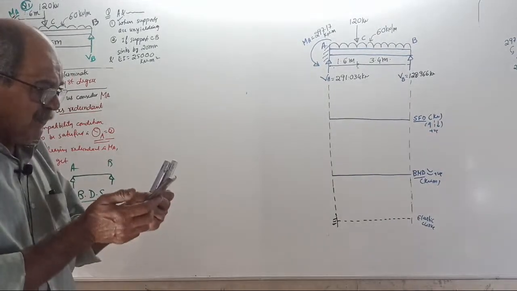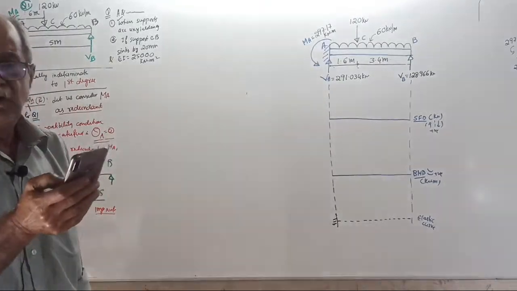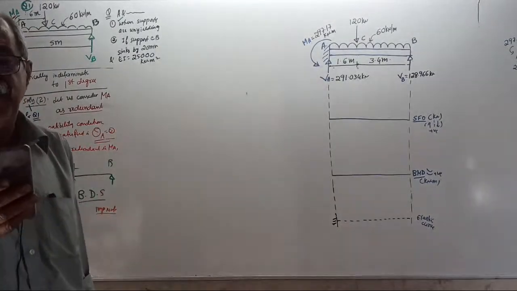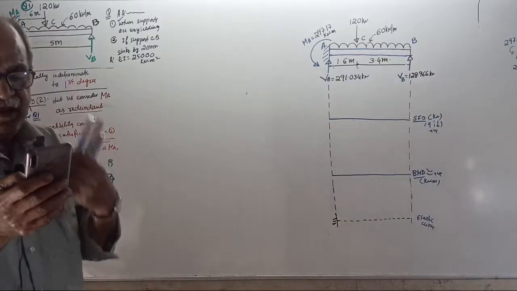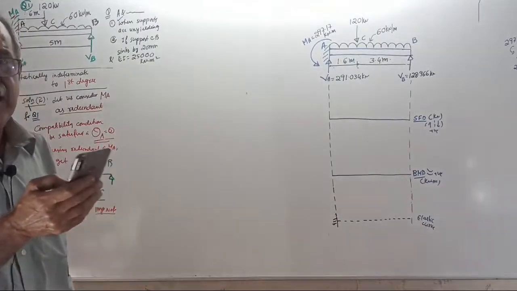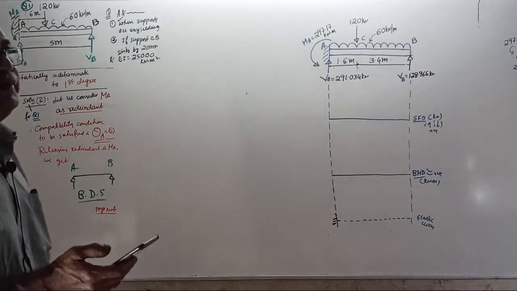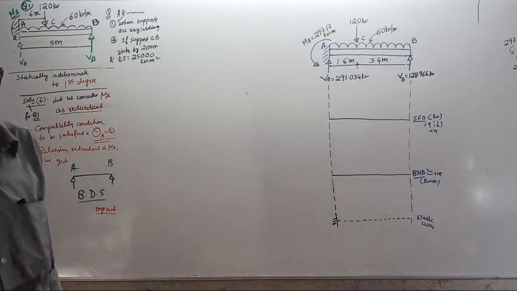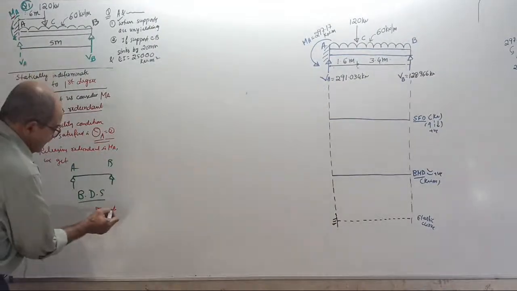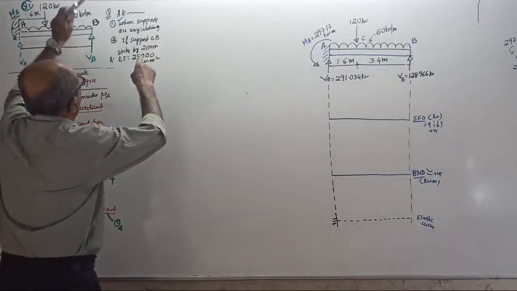See, what do you require for compatibility? For the basic structure, you have to calculate only what now? Deflection is not required. See the compatibility. For the basic structure, you require only theta. Theta means which theta? I do not want theta B. Nobody wants theta B. I want theta A. Make a note. Now, our full calculation is for theta A.